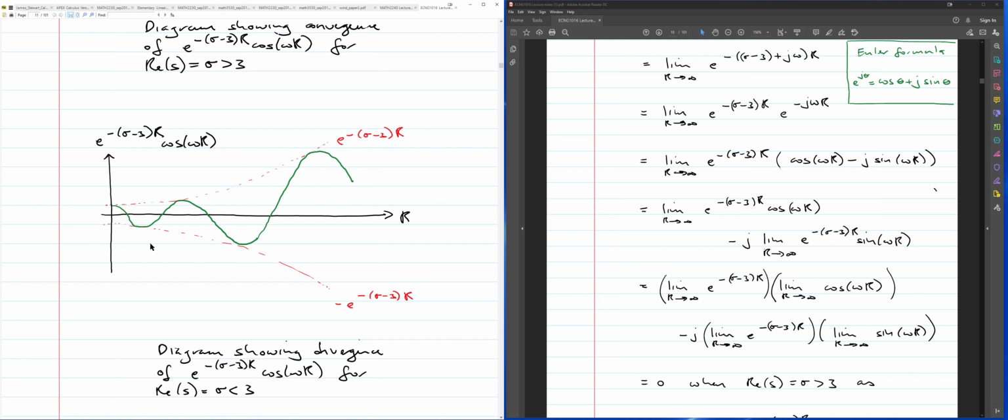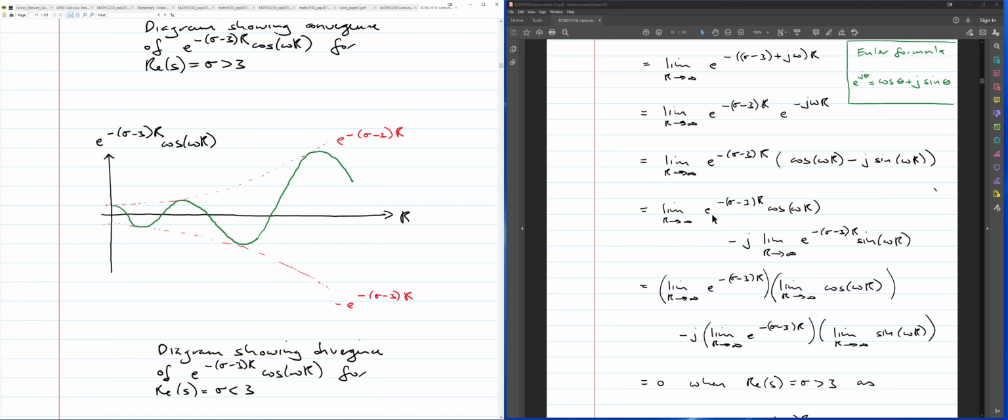And what you want to notice over here is r tends to infinity. This is not going to converge to 0. This in fact will oscillate between large and small values, so this limit in fact is not going to exist when the sigma is less than 3. So we're only really going to get convergence when the sigma is bigger than 3.